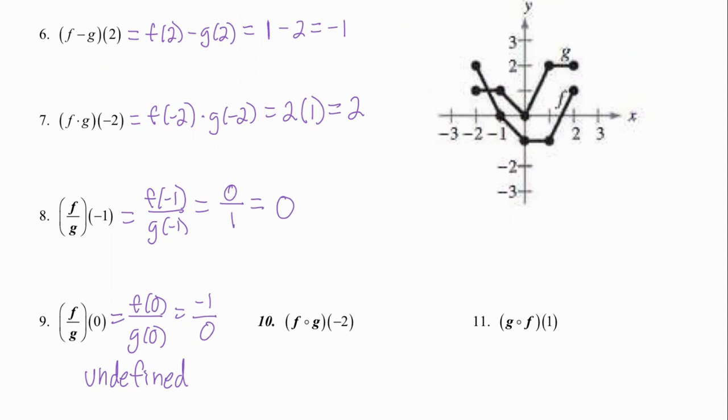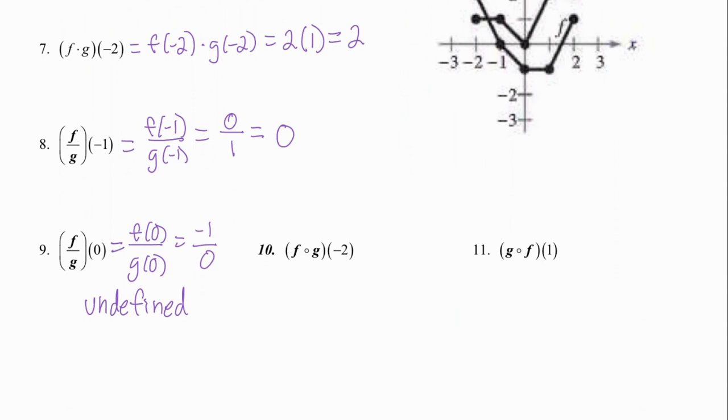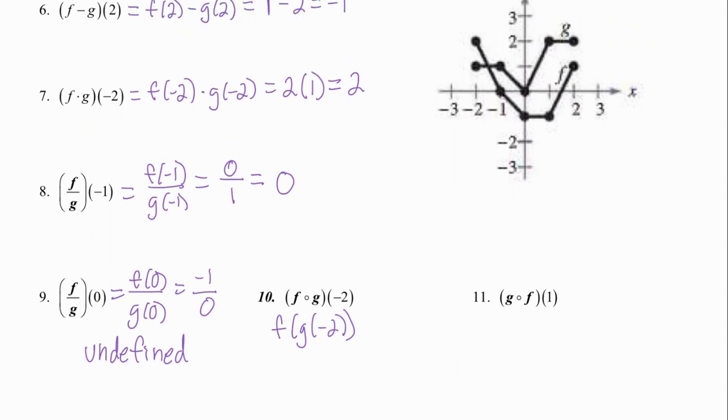Okay, and then we can also do this. This is again called a composition. So this is representing f of g of negative 2. What that means is we work from the inside to the outside. So we want to first start by finding g of -2. So we go over to our graph and we can say, okay, -2, what is g at -2? It's 1. So again, we just found that g of -2 is 1.